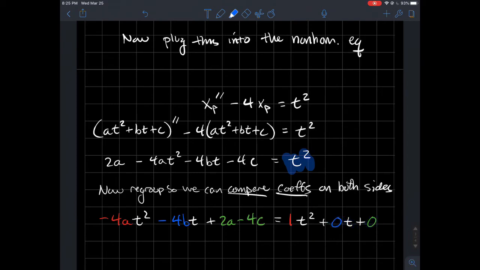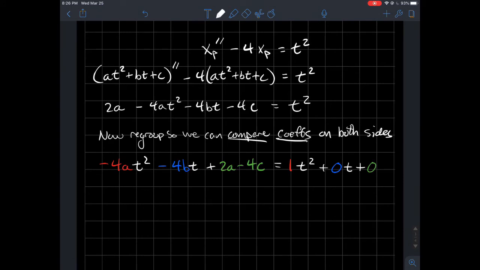And that's important for us here because what we're going to do is compare, as the name suggests, the coefficients on both sides: on t squared, on t, and on your constant. The idea is, if I walked up to you and said, hey, if at squared is equal to 3t squared, tell me what a is, you'd say it's probably 3, right? You're taking for granted that I should just look at what this coefficient is. I should compare them and they have to be the same.